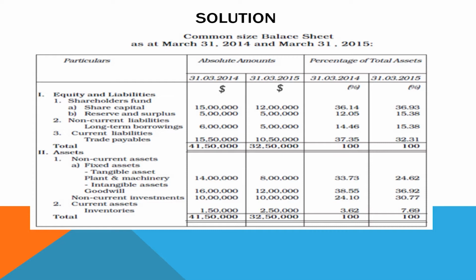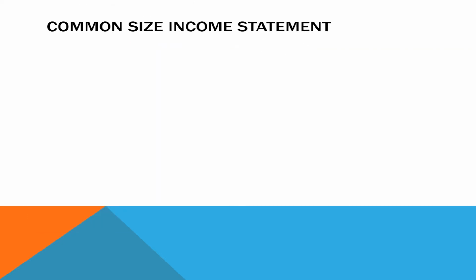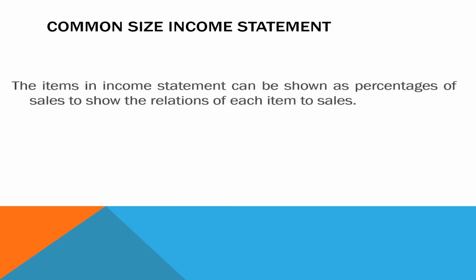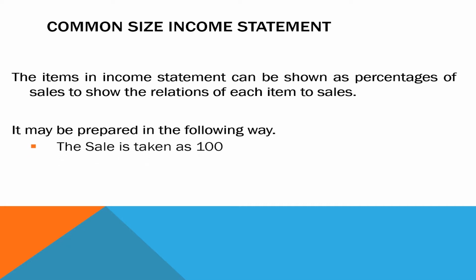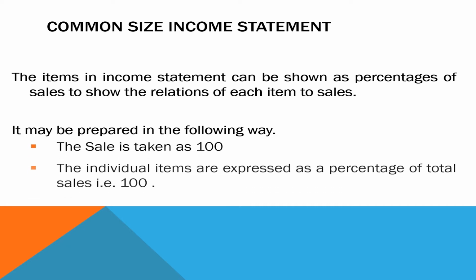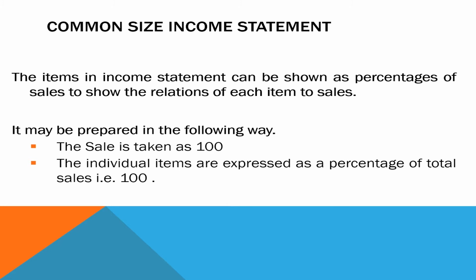Now let's move on to common size income statement. The items in income statement can be shown as percentages of sales to show the relations of each item to sales. Thus, the common size statement may be prepared in the following way. The sale is taken as 100%. The individual items are expressed as a percentage of total sales, that is 100, and different items are calculated in relation to total sales.